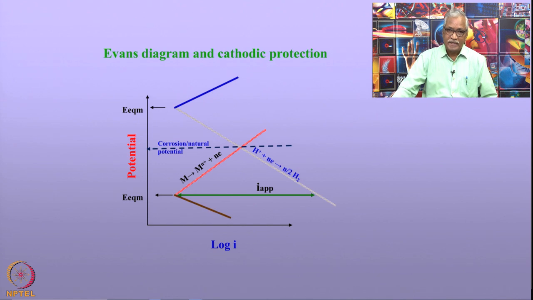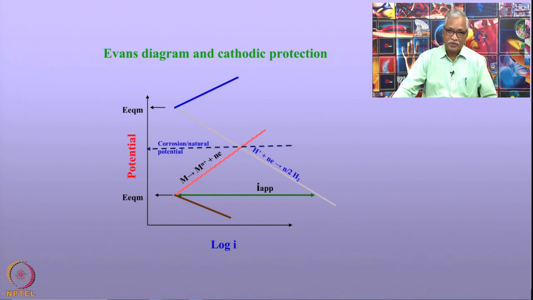Now, in cathodic protection, we bring down this potential from the natural potential to as low as possible. Ideally, you should bring it down to the equilibrium potential as shown in the diagram. Below the equilibrium potential, the metal is completely immune to corrosion. Any potential at which you hold the metal, there is a corresponding corrosion current. If you want to completely prevent the metal from corrosion, you need to bring down the potential to a value equivalent to the equilibrium potential.